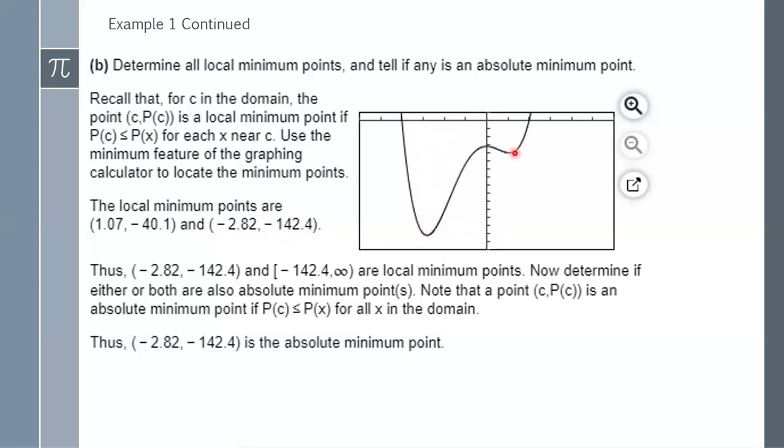Another local minimum we notice here on the right side of the y-axis is at 1.07, comma, negative 40.01. So we see it's down here between negative 40 and negative 41, and on the x-axis is between negative 1 and negative 2. So these are our two local minimum, and as we stated before, the absolute minimum is going to be this low point here at negative 142 on the y-axis and at negative 2.82 on the x-axis. So that's our absolute minimum and our local minimum for this particular problem.